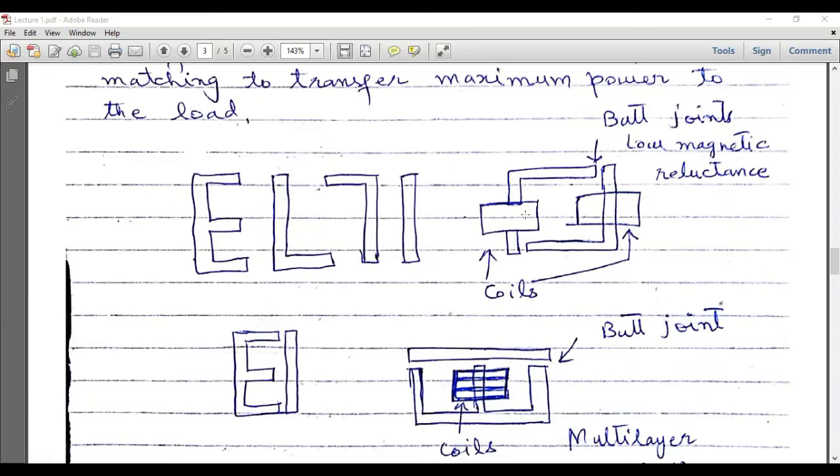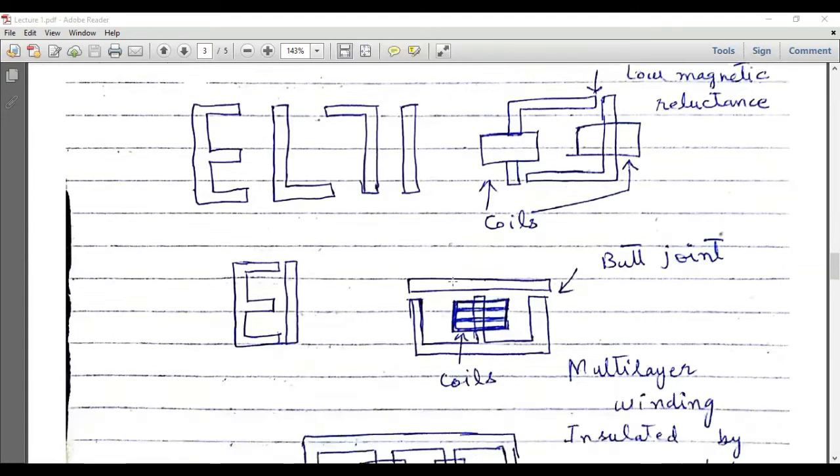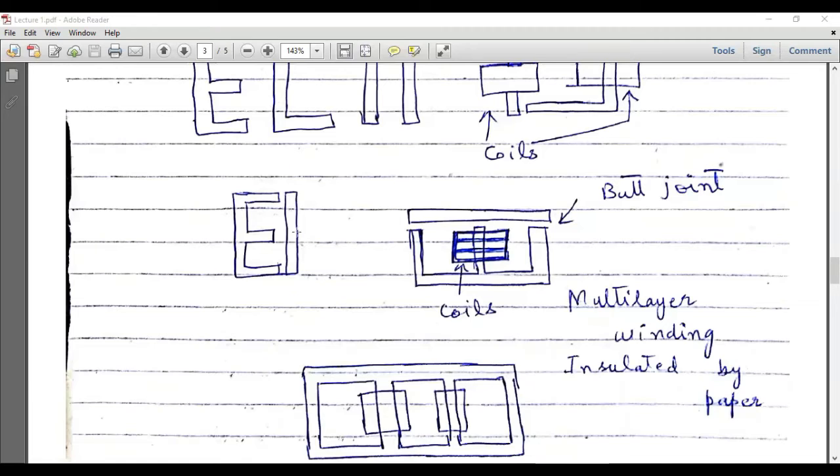For example, in this figure, we can see that this L shape and this inverted L shape are joined together, and butt joints can be used, which will offer a low magnetic reluctance path. If we use this butt joint, they will be sealed very strongly with each other, and the flow of flux will be very easy. There will be very small reluctance. So this is the primary winding, this is the secondary winding, and again we can do such a practice for this shell type transformer, and here butt joint will be applied.